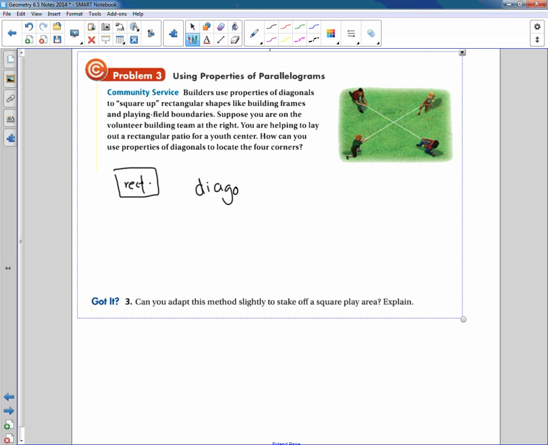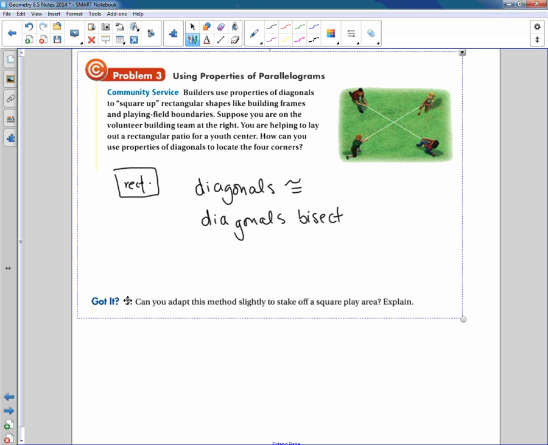The diagonals are what? They're congruent, and they also bisect each other, right? So how could we use that to make sure that we were squared up? If we had them intersect at the midpoint and we kept them straight, wouldn't we hit the four corners? Yes, we would.